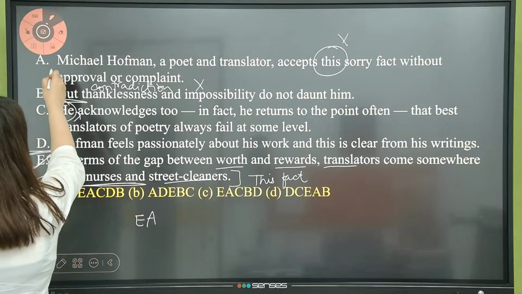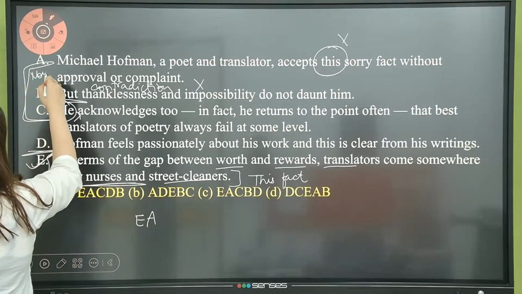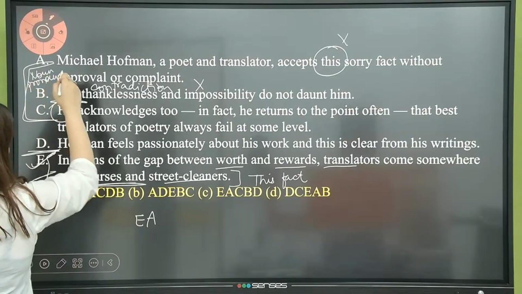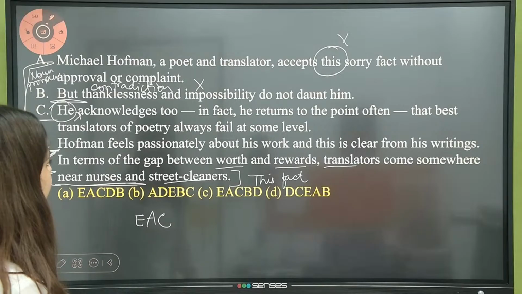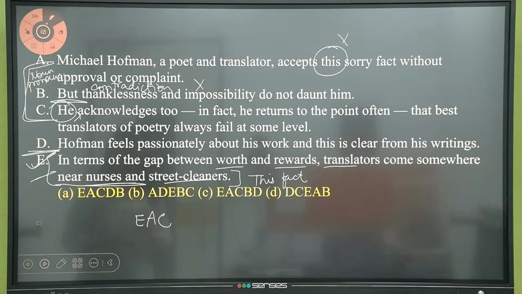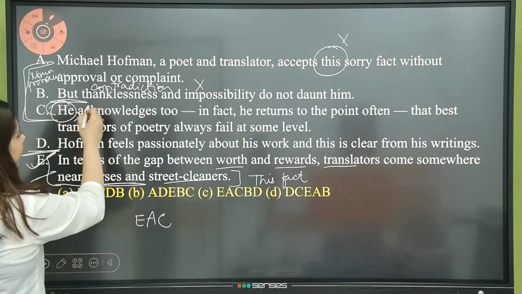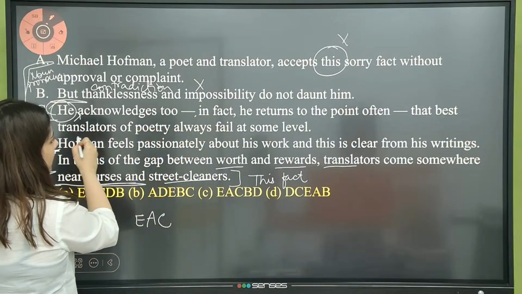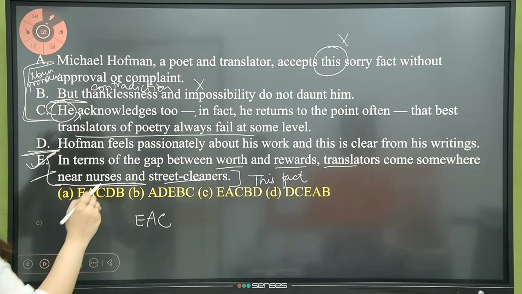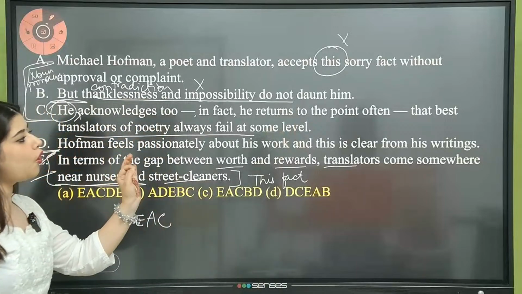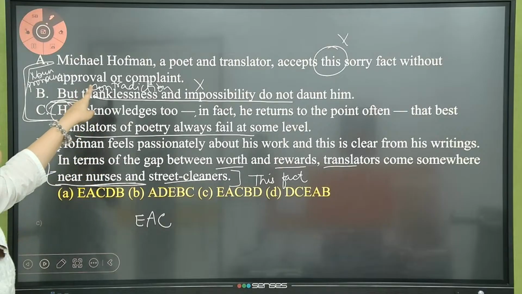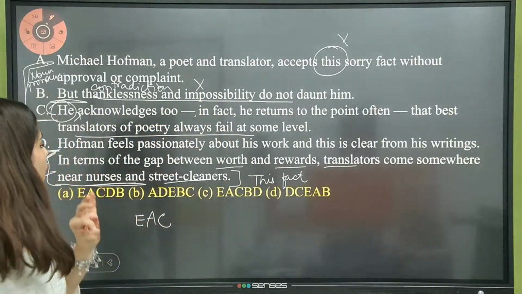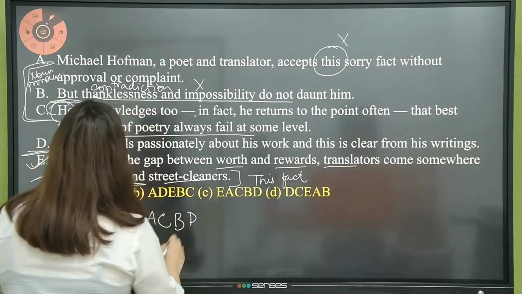and then he acknowledges. So, noun pronoun mandatory pair. Noun pronoun mandatory pair. He acknowledges too. In fact, he returns to the point often that best translators of poetry always fail at some level. But even though he acknowledges this fact that the best translators of poetry fail at some level, thanklessness and impossibility do not daunt him. Even though he acknowledges this sorry fact, thanklessness and impossibility do not daunt him. So B, and then finally D.